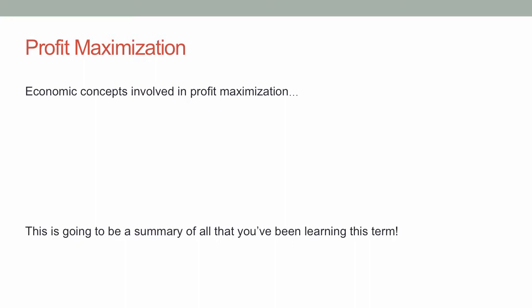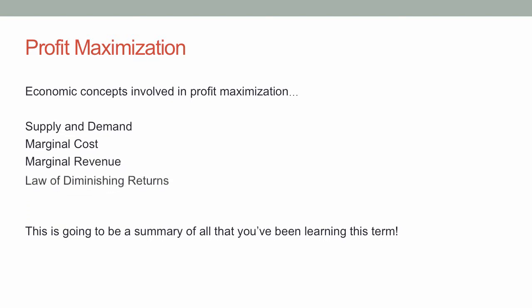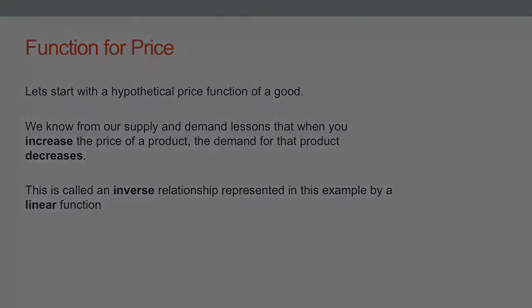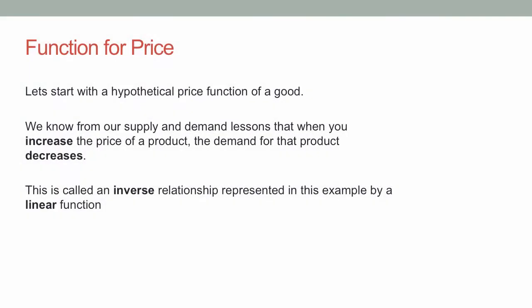So here's some of the economics we're going to be doing. Again, this is kind of a big summary of all that we've been learning. We're going to talk about supply and demand and how quantity and price are affected. We're going to talk about marginal cost and marginal revenue. We're going to talk about the law of diminishing returns, as well as fixed and variable costs. All right, are you ready to start thinking like a mathematician?